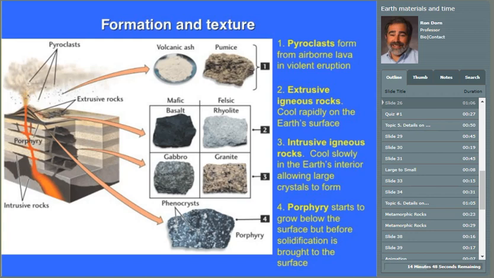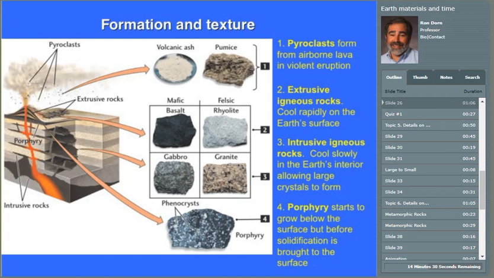For extrusive igneous rock, the texture would be really small minerals for most of the case, because it cools rapidly at the Earth's surface. For the intrusive igneous rocks, the texture would have very large crystals, because the cooling occurs at great depth and very slowly.